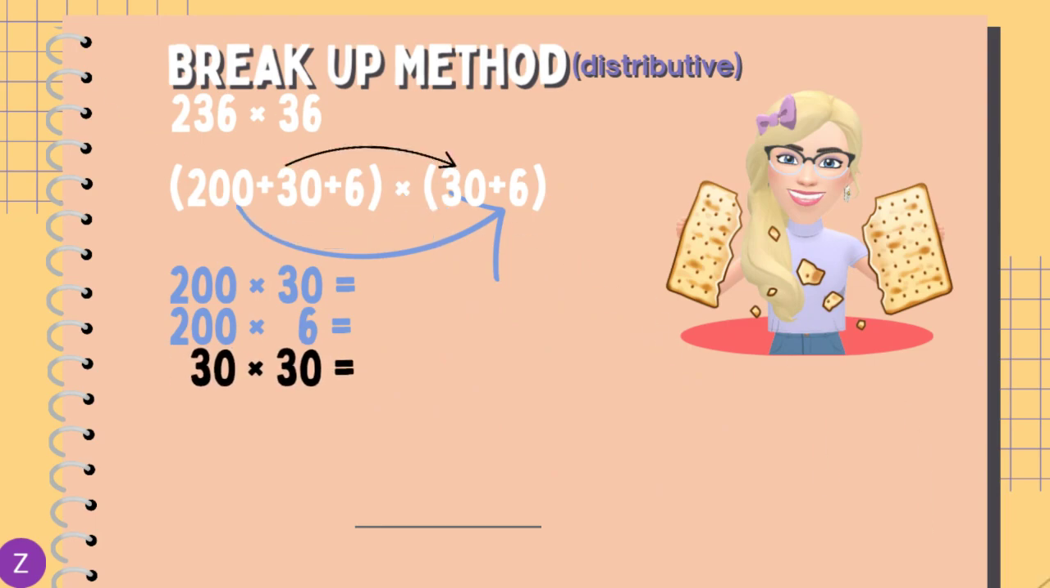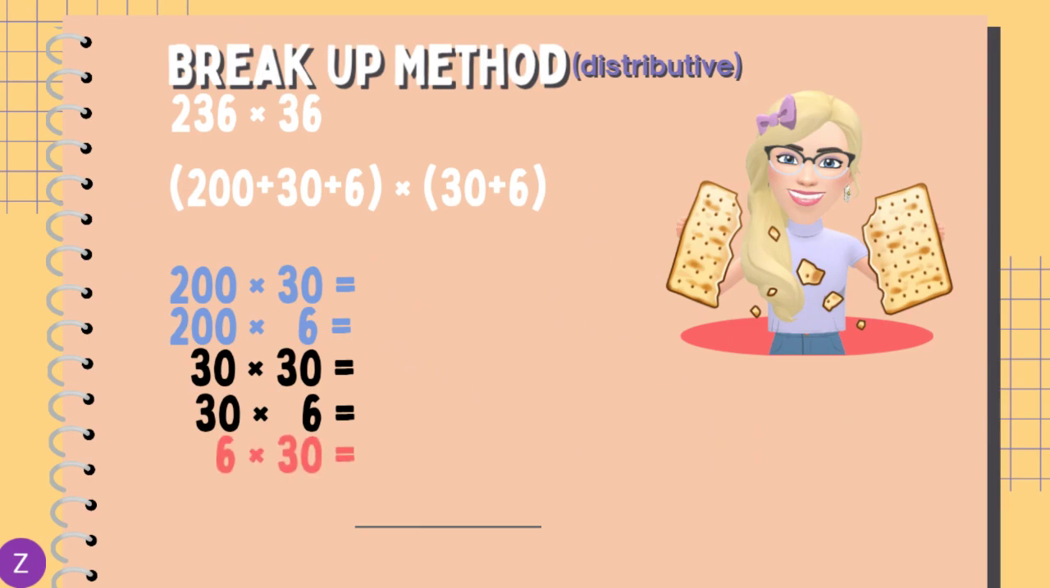Then you must take your 30 in the first brackets, and you must multiply that with a 30 in the second one, and also with a 6. The 6 in the first bracket, you must multiply with a 30 in the second, and also with a 6. We have now written down all the numbers, so we can now calculate.